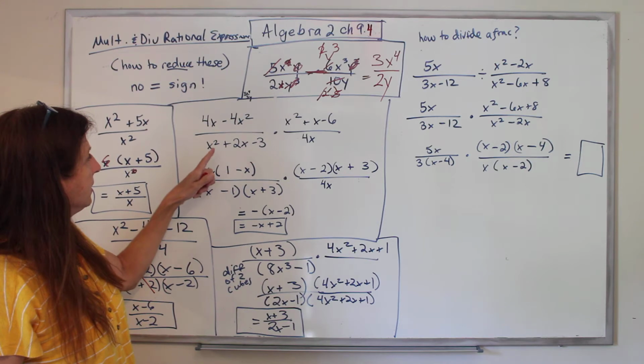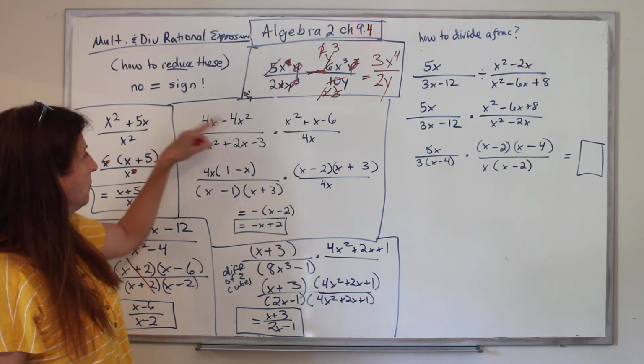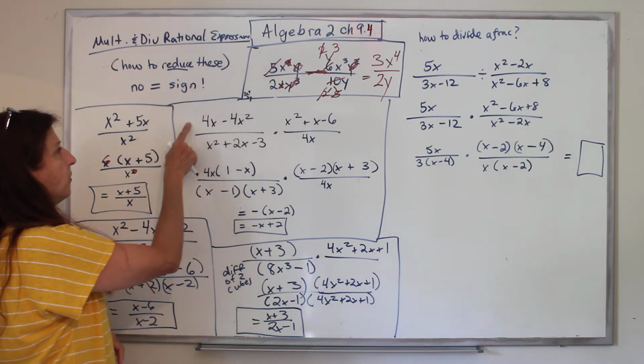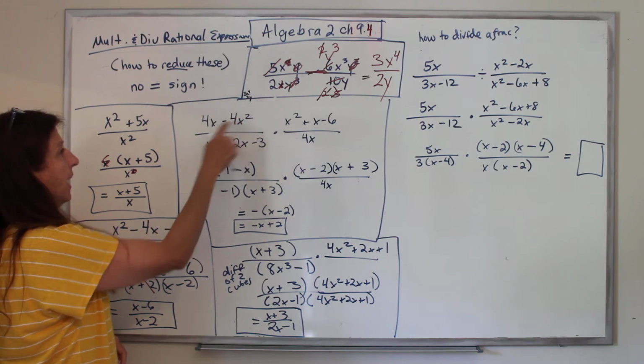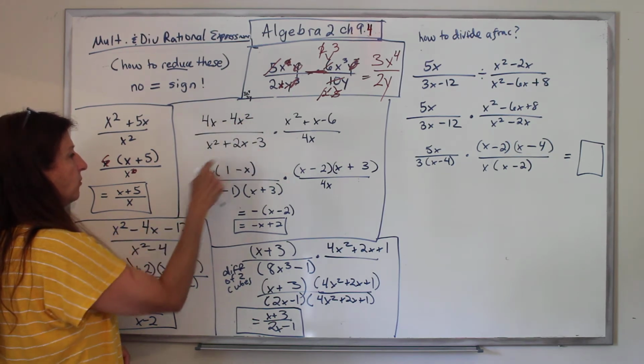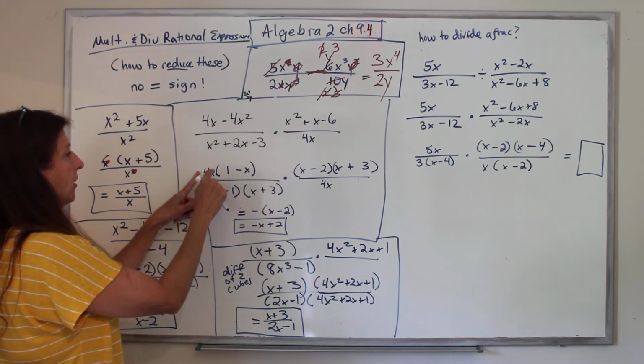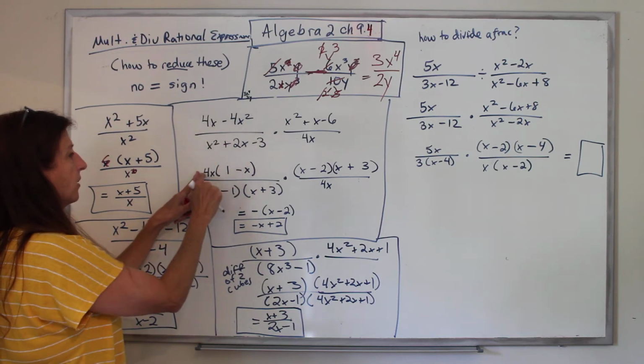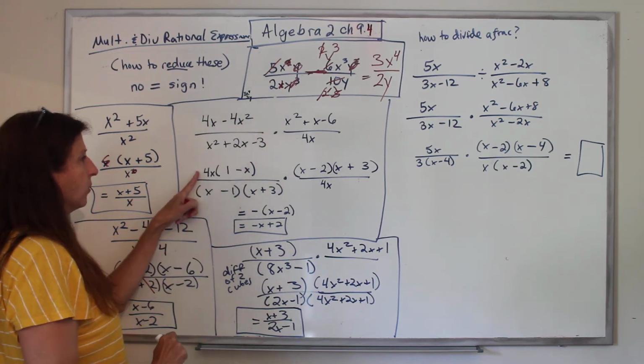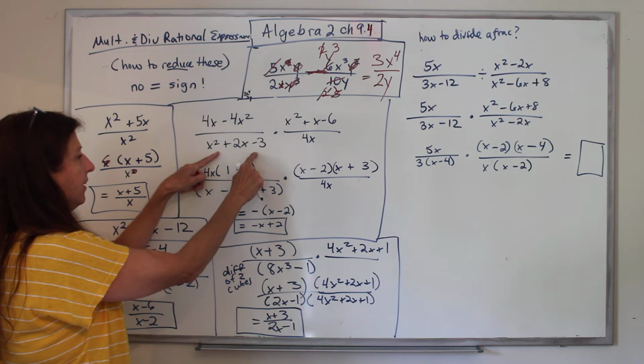So what I would do here is I would factor this one. I can pull a 4x out, because it's got common factors of 4 and x. So 4x times 1 is 4x, 4x times negative x is negative 4x squared, so I pulled a 4 out. This one I factored.